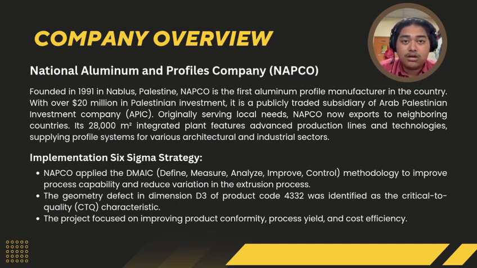The focus was on improving the process capability in the extrusion process and reducing defects, particularly in the geometry dimension D3 of product 4332, which was identified as the critical to quality characteristic. Their overall goal was to enhance product conformity, yield, and cost efficiency by reducing reparations in the process and tackling one of their most recurring defect types. So with that, let's dive into the define phase and see how they kicked it off.